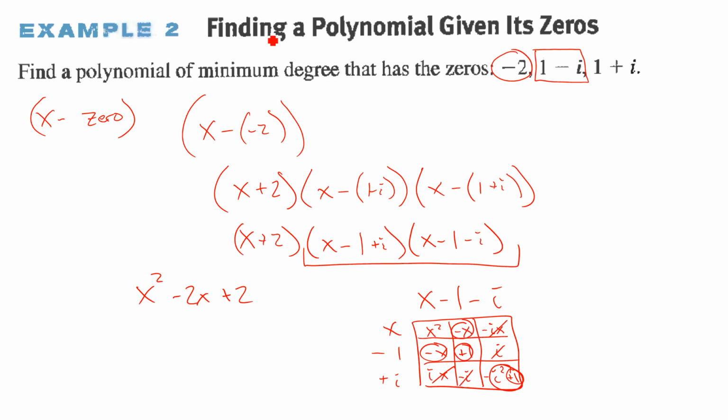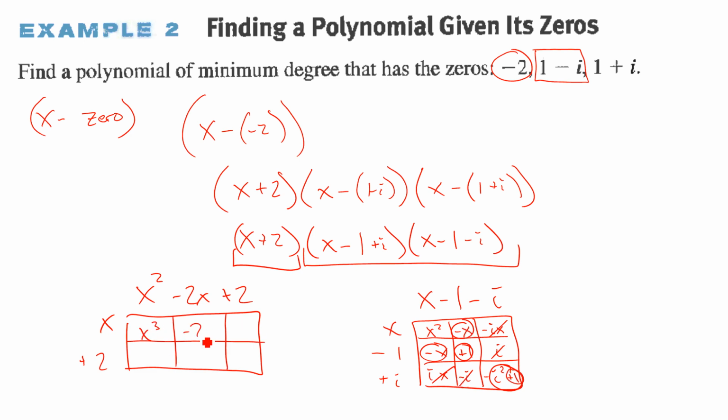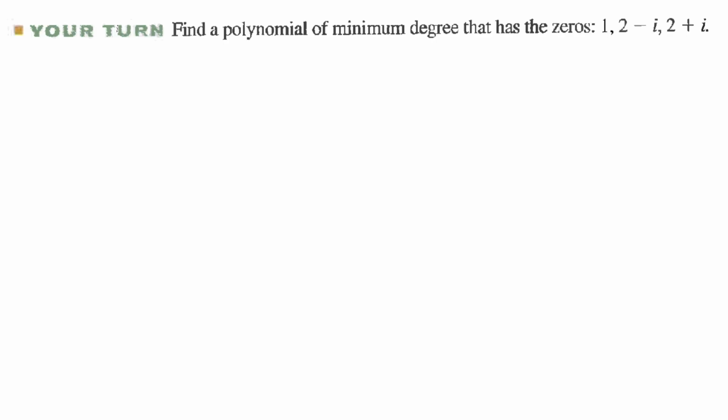Okay, we still need to multiply times x plus 2, so we'll do the box method one more time. We get x cubed, negative 2x squared, 2x, x squared, negative 4x, and 4. The x cubed terms cancel, leaving minus 2x plus 4 as our final polynomial. All right, your turn. See if you can do it.